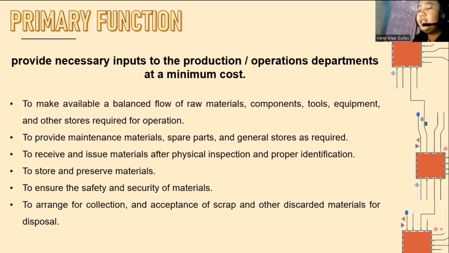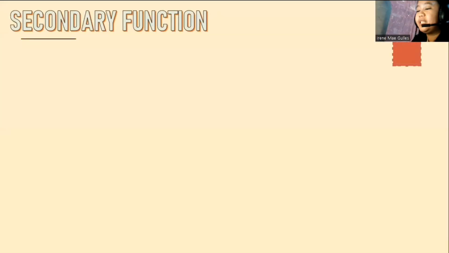This means ensuring the safe handling of stock to prevent damage. Once you have stock coming into your store, it's crucial that you put processes in place to ensure its safe handling. To really ensure safety, the store should install a security system, which should include either a guard, cameras, and sensors, or both. Number 6 is to arrange for collection and acceptance of scrap and other discarded materials for disposal. Next, let's proceed to our secondary functions.